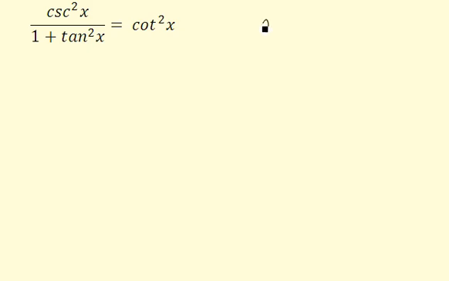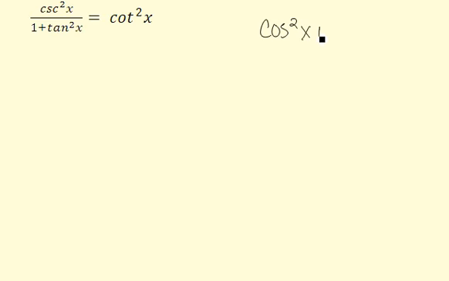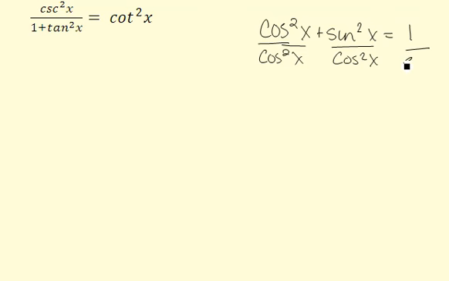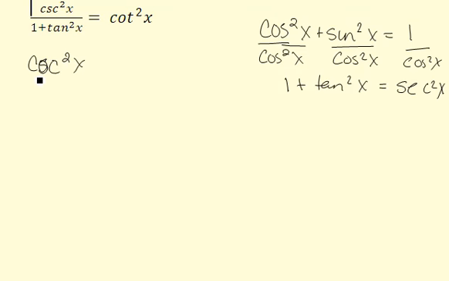We know that because we know that the cosine squared of x plus the sine squared of x is equal to 1. If we divide all terms by the cosine squared of x, we get 1 plus tangent squared of x is equal to 1 over cosine squared, which is secant squared of x. Therefore, we have cosecant squared of x all over secant squared of x.